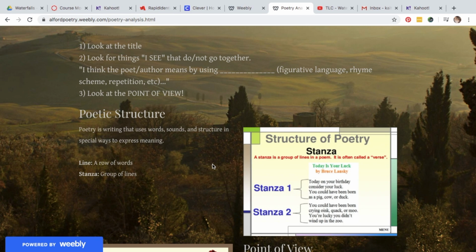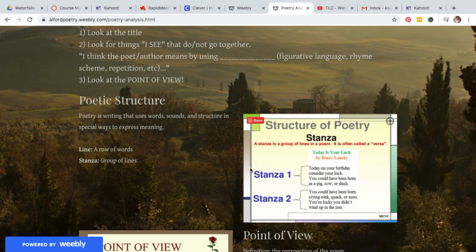I usually tell kids to look for these 3 things. Look at the title. Look for things that don't fit together. And also look at the point of view, how it was written. And also look at the structure. Remember that a poem is written in stanzas. Stanza 1 is usually kind of like a paragraph. I don't like using that word paragraph, but it's basically a group of lines. And a line is just a single row of words. That's all it is, kind of like a sentence.